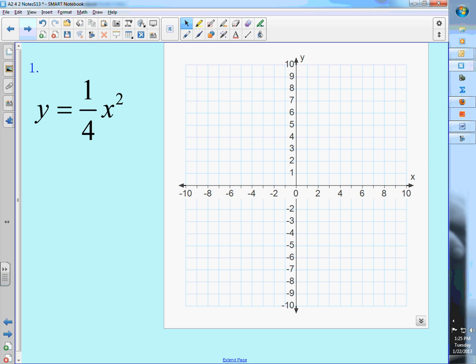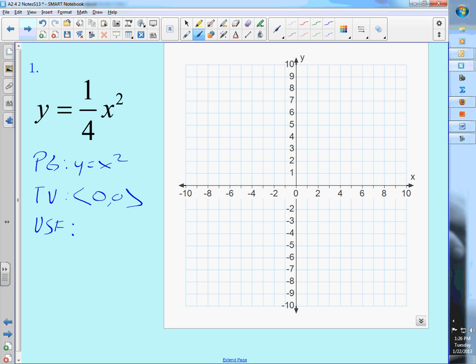So this particular equation could be written or recognized in standard form. It could be written or recognized in transformational form. But regardless of how you're looking at it, you want to be able to recognize the parent graph is y equals x squared. The translation vector is what? 0, 0. And the vertical stretch factor is 1/4. And you guys are getting to the point where you're really good at these graphs, starting at the origin.